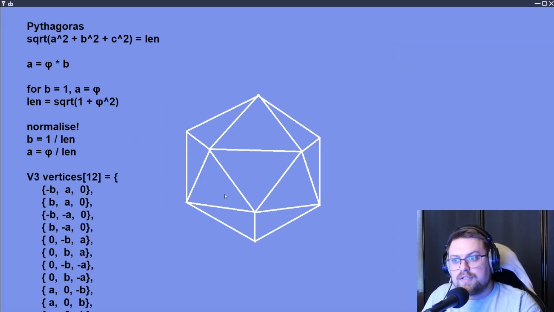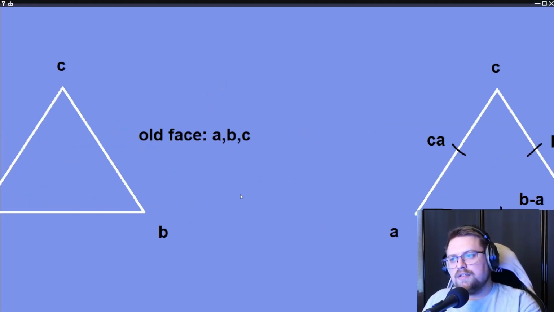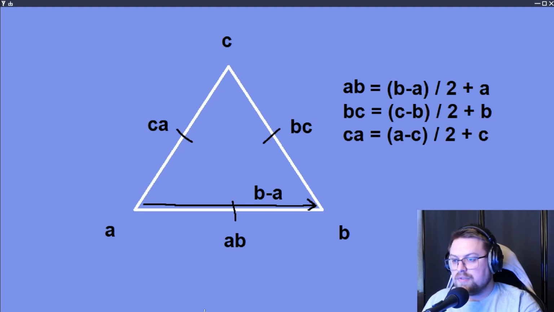So how do we subdivide this to make it rounder, for example? So here's one of the triangles, and I have just labeled the vertices A, B, and C. This is one face of the triangles that we are rendering. So what we are doing is calculating new vertices that are right in the middle of each side of this triangle. So in vector math, this is pretty simple to do.